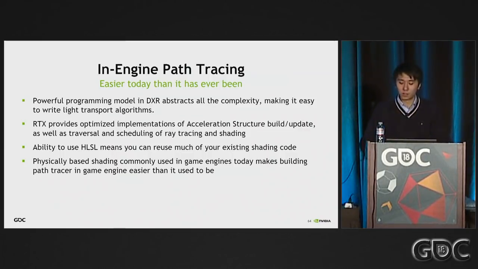And we don't even have to write separate code paths for them anymore. In fact, all the HLSL shading code and the resource bindings can be reused. And finally, physically based shading that's already commonly used in game engines definitely makes building a path tracer on top of a game engine easy, because all the important sampling of the light sources and of the BRDFs are already known. They're pretty standard, and they're not that hard to implement either.